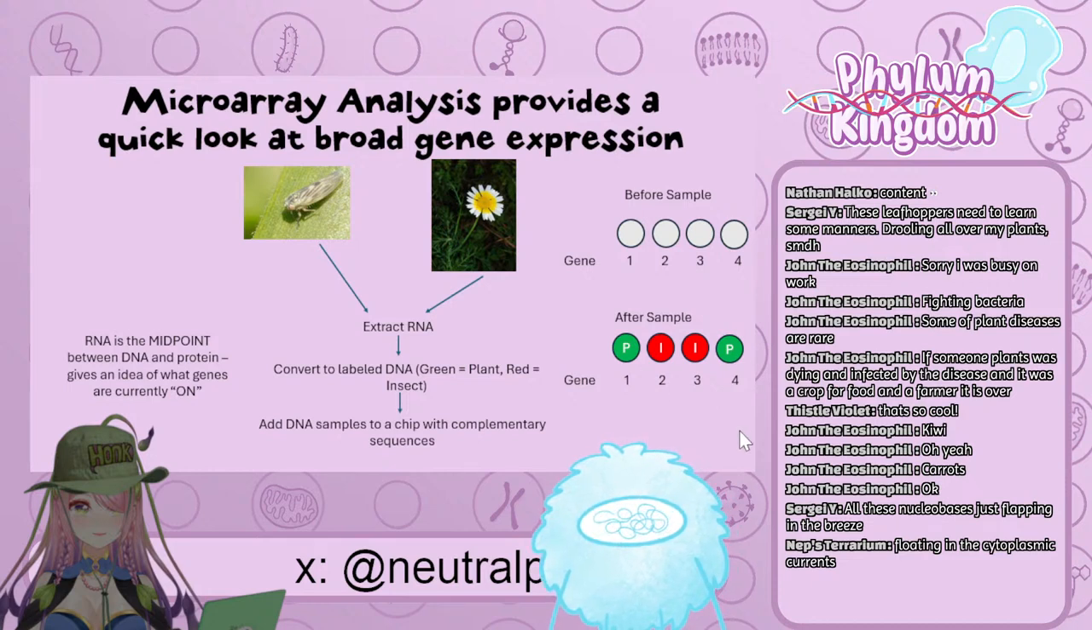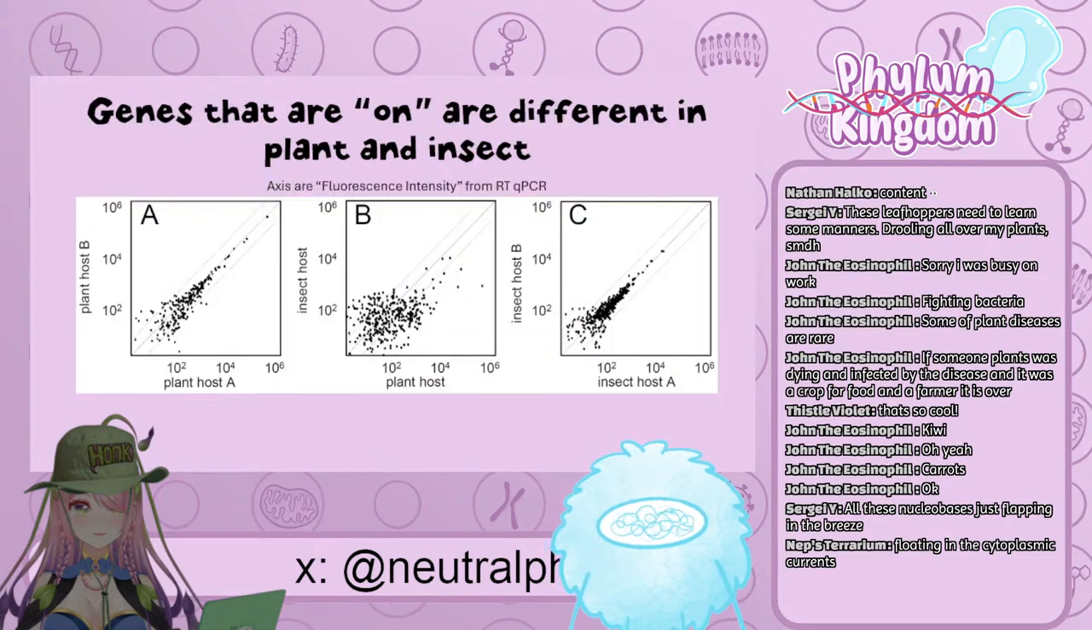So here in this little cartoon, I've shown that gene 1 is on in the plant, gene 2 and 3 are on in the insect, and gene 4 is in the plant. And if you measure how bright that fluorescence is, you can determine how much of that RNA was originally in that sample. So if you didn't quite get all of that, that's totally okay. What this basically means is that you can measure how much RNA is in the sample and what type of RNA it is.